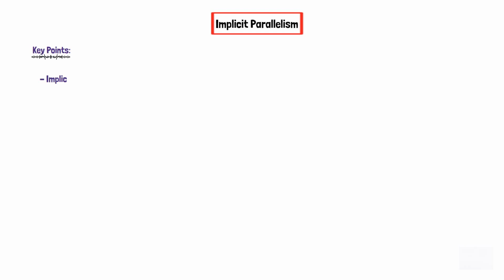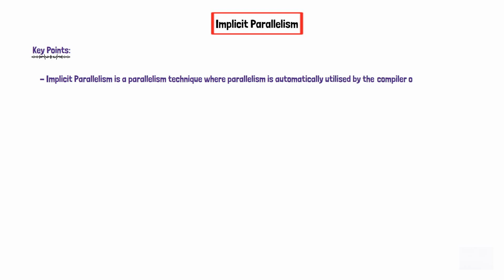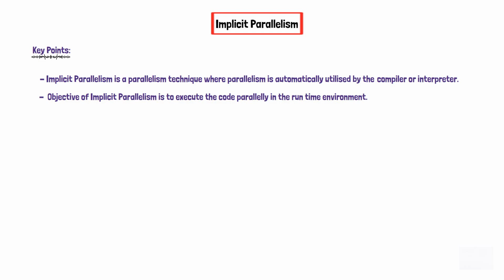Implicit parallelism is a parallelism technique where parallelism is automatically utilized by the compiler or interpreter. The objective of implicit parallelism is to execute the code in parallel in the runtime environment. Examples of implicit parallelism are pipelining, multithreading, vectorization, and out of order.